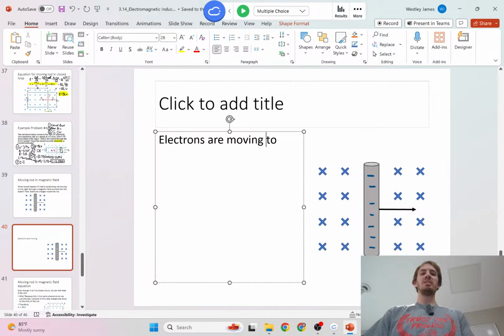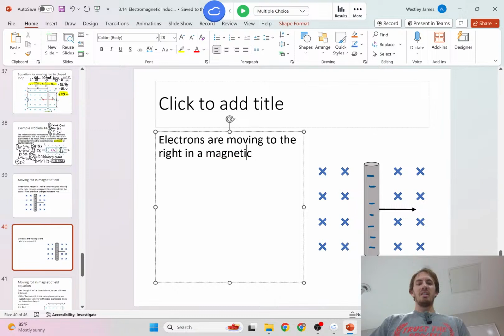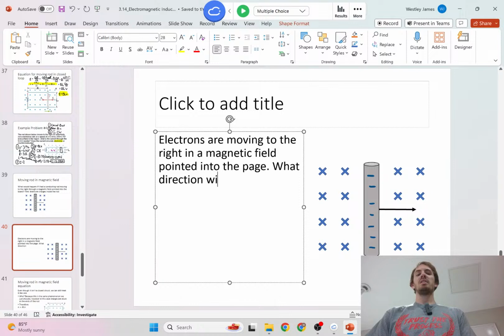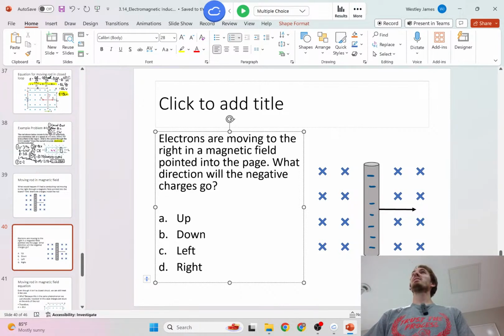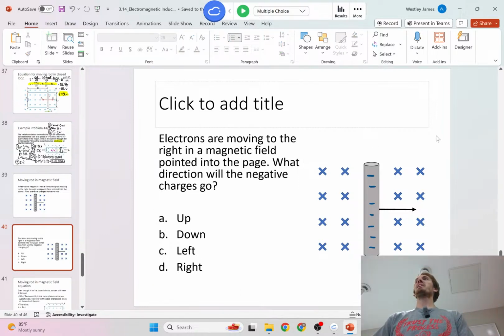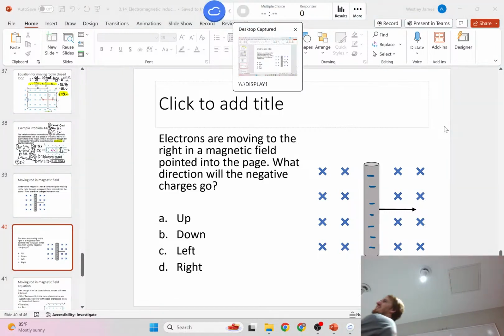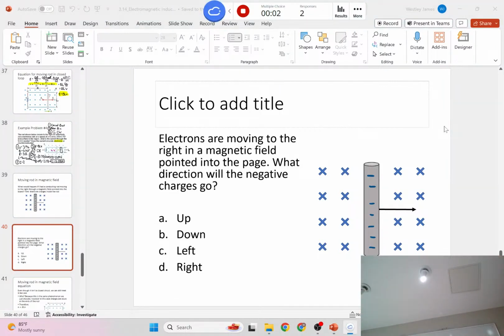Electrons are moving to the right in a magnetic field pointed into the page. What direction will the negative charges go? Let's just put it that way. Which way will they experience a force? Will it be up, down, left, or right? Throwback, y'all. Right-hand rule. I have negative charges moving in a magnetic field. Which way will they move?